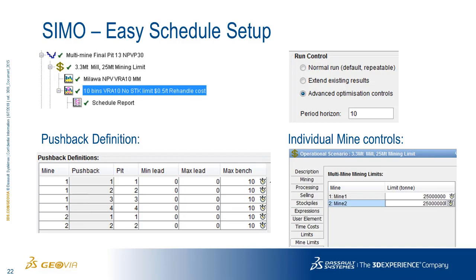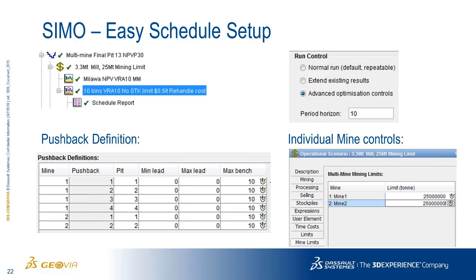As we said, one of the big differences is the run control. That's where we set up the number of times Whittle is running. For SIMO, because it is more of a 360 view, we're not analyzing a period in a vacuum; we need to understand its impact on the whole schedule. I need to tell Whittle how long that schedule is. What's nice about that is I'm not required to analyze the entire life of mine. I can put in that I just want to look at the first 10 periods and study that in a vacuum. With traditional Whittle scheduling, the schedule runs until there's no material left in the pit shell.